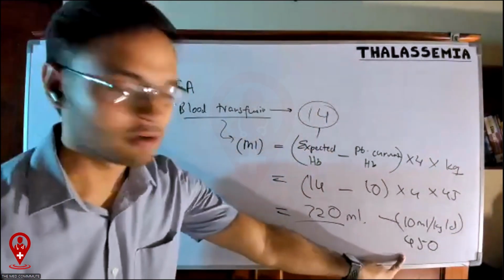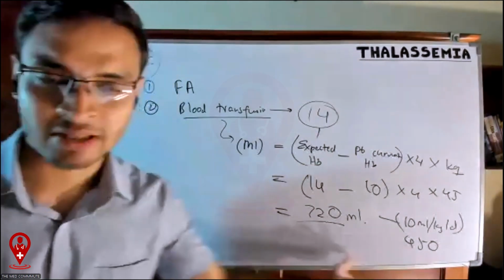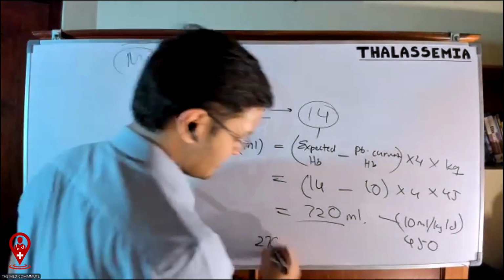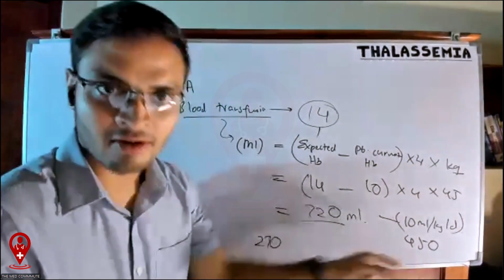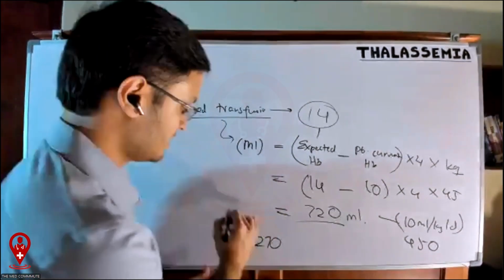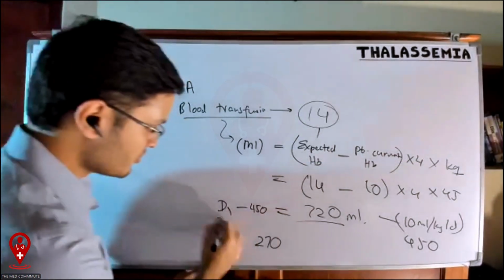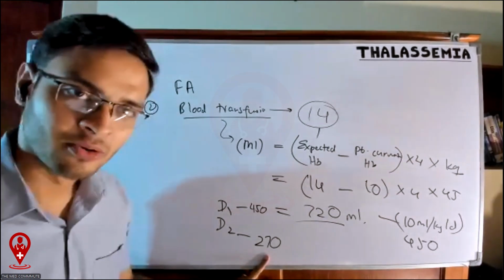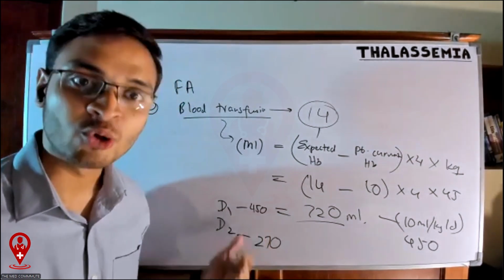Now, what is remaining, guys? 720 minus 450, 270 is remaining. So how can we do this? On day 1, we transfuse 450. On day 2, we transfuse 270. Now, what does this tell you, guys? The child has to come to the hospital and stay for 2 days.